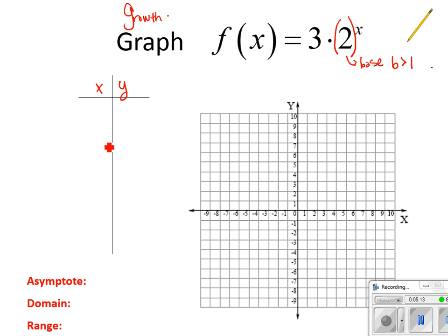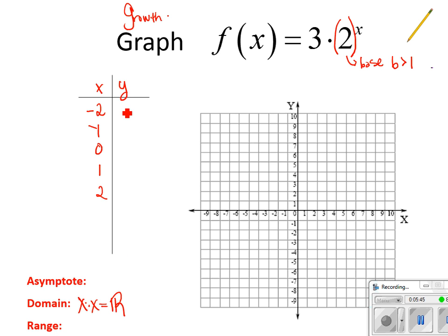Well, we always talk about domain, and what values can we use for x? So, do you see a division sign? Nope. So we don't have any problems with dividing by 0. Do you see a square root sign? Nope. So we're not going to have any trouble with negatives, all right? So we are going to use the values -2, -1, 0, 1, and 2, and that is going to be our domain, all reals.